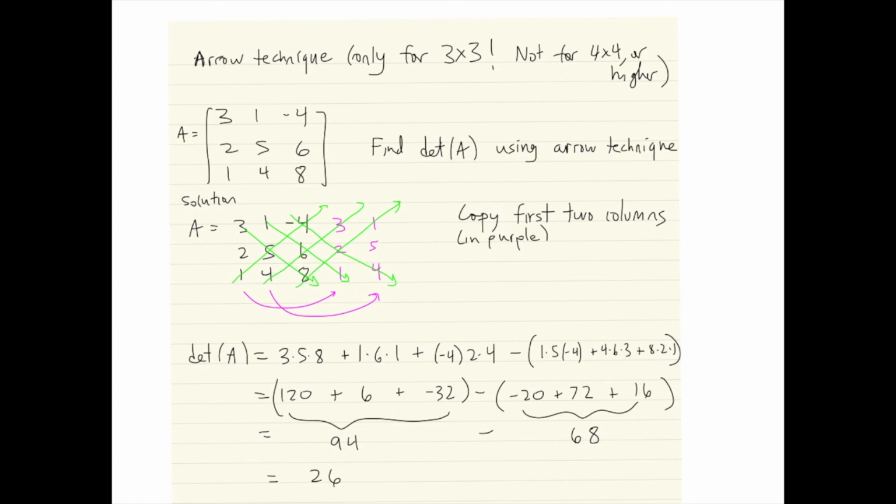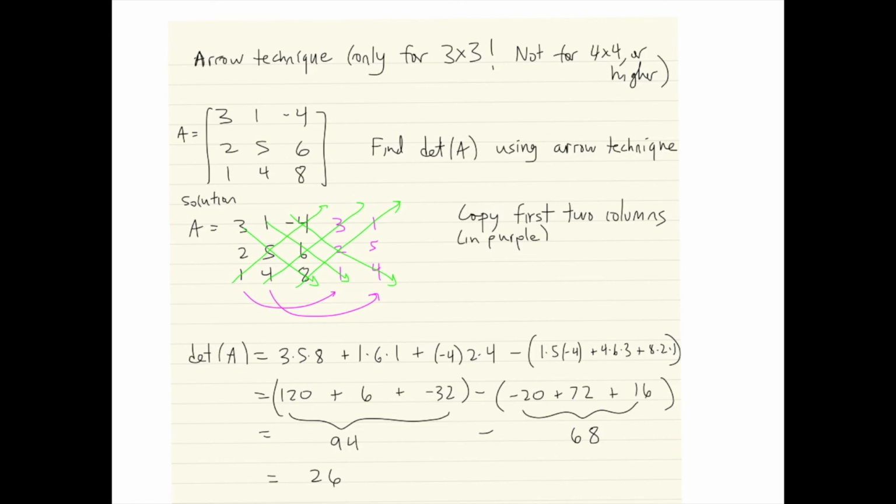And then the formula is you take these three diagonals here and multiply those. So 3, 5, 8, multiply the numbers in those. 3 times 5 times 8 is 120. 1 times 6 times 1, that's 6. Negative 4 times 2 times 4 is negative 32.